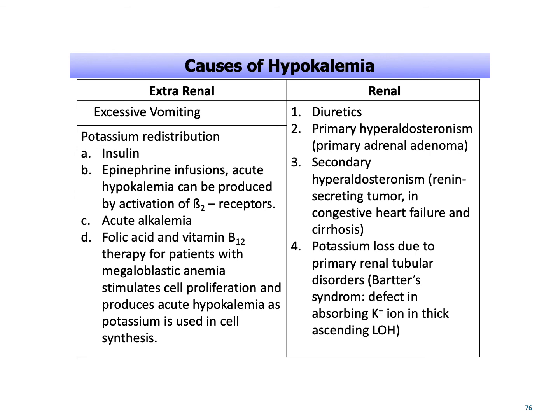Now let's look at the renal causes. Excessive use of diuretics, primary hyperaldosteronism, primary adrenal adenoma, secondary hyperaldosteronism, that is the renin secreting tumors, and congestive heart failure and cirrhosis. Potassium loss due to primary renal tubular disorder, that is Bartter syndrome, defect in absorbing potassium ions in the thick ascending loop of Henle.